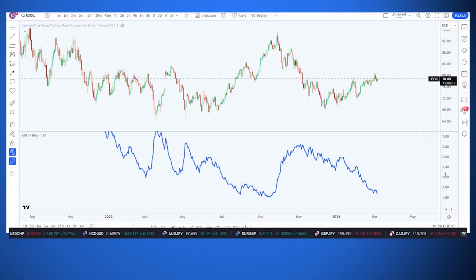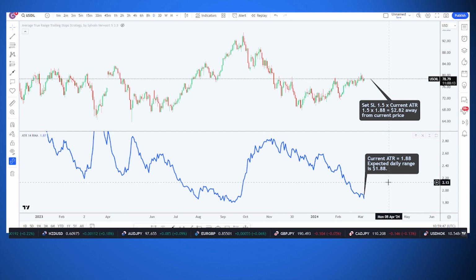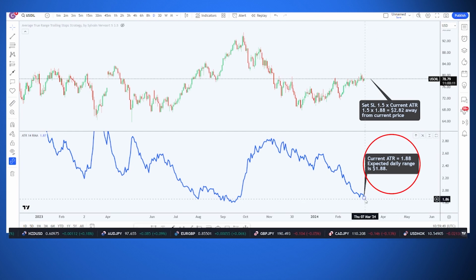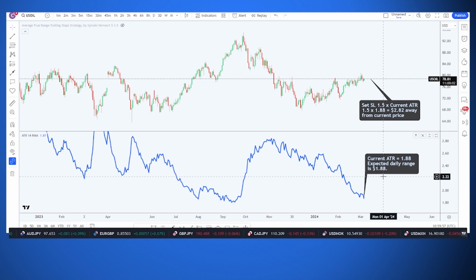Now, what do these figures actually mean? First of all, we get this figure on the right hand side, and let's look at the current figure right now. The current ATR figure is 1.88. Essentially what that means is that the expected daily range of oil prices, because we're on the oil chart right now, is around $1.88. So we're expected to move around $1.88. Now this is an average range. It can go further or it can be shorter. This is just the average.